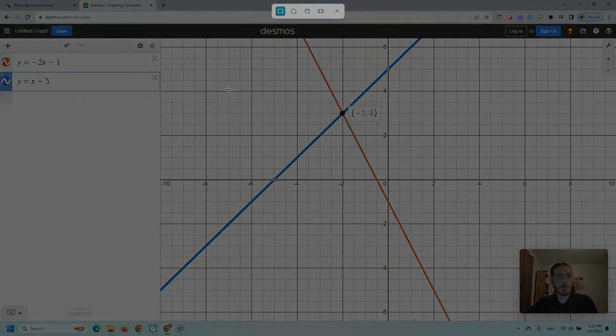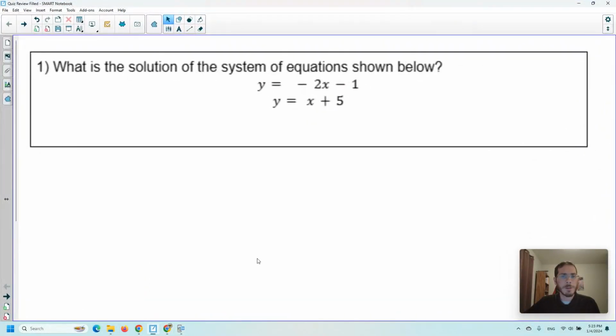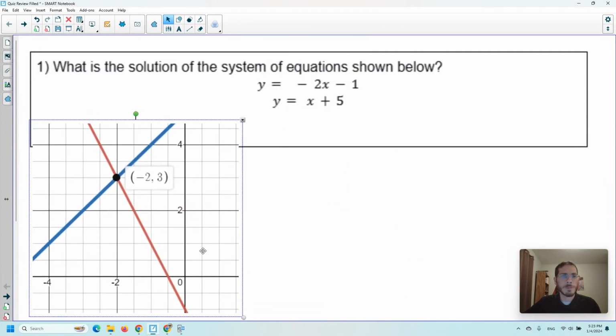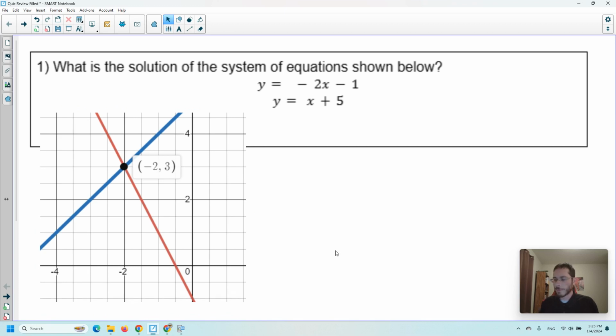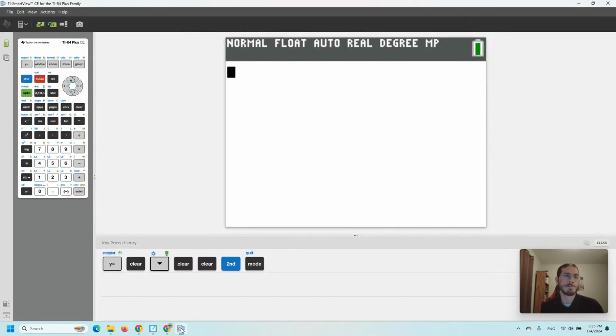And so what we're going to do is just grab that, right like that. And that is our answer. So from the graph, we can tell it is just going to be the point negative 2 comma 3. And we're all set. That's all we have to do. I'm going to do it in the TI calculator as well, so I'm going to show how to do that. But that's it. Like I said, you could do it a different way, but that's how I'm going to do it.